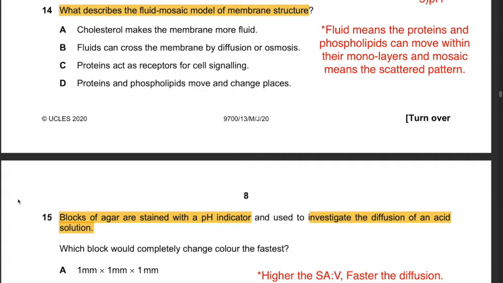B, fluids can cross the membrane by diffusion or osmosis. That also doesn't describe the model. C, proteins act as receptors. That is also incorrect. D, proteins and phospholipids move and change places. Yes, that represents the fluid nature of the model. Hence, the answer is D.